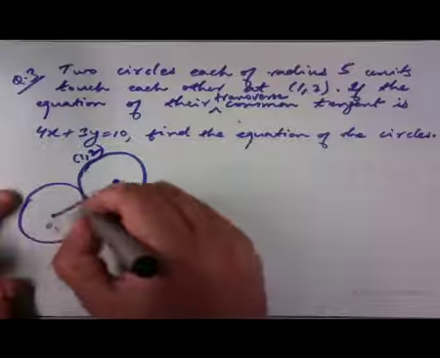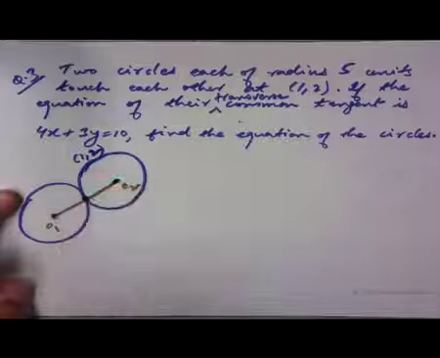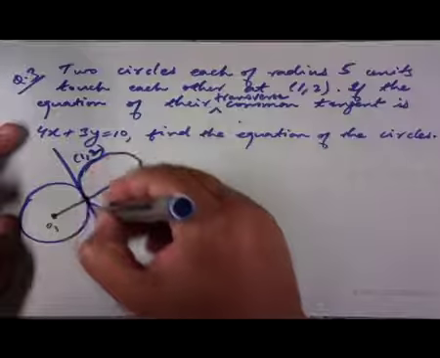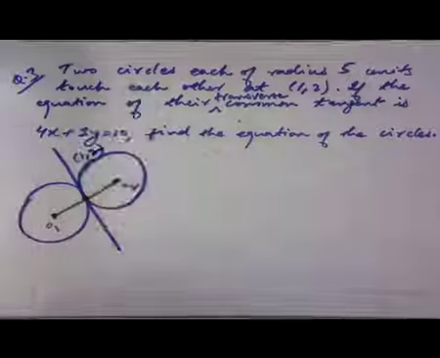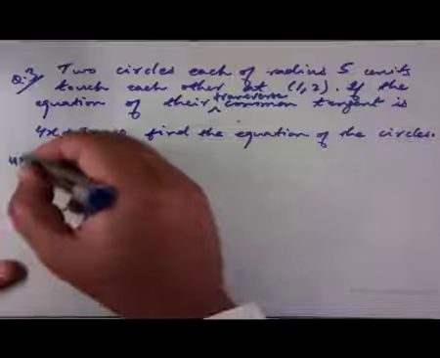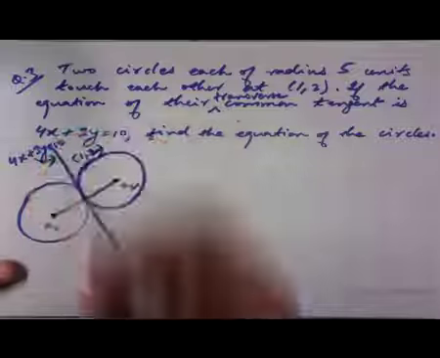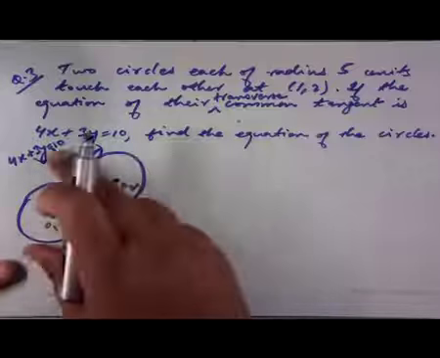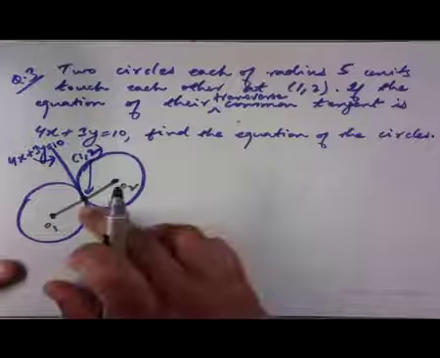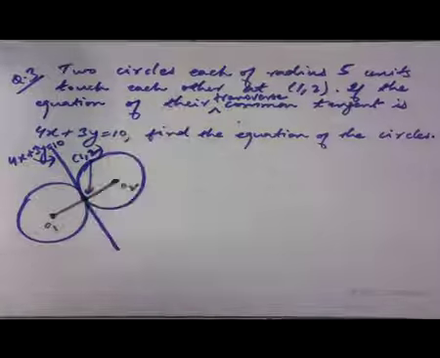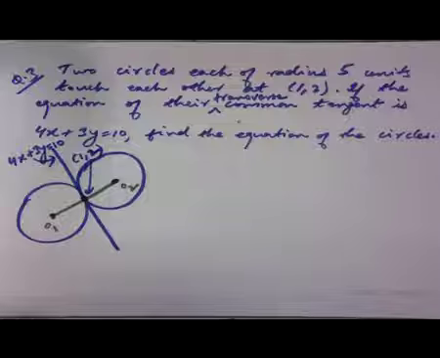Let this be the straight line joining the two centers, and the transverse common tangent, which is this blue straight line, has equation 4x plus 3y equals 10. One can check that this point (1, 2) satisfies this equation, because obviously the point where these two circles touch has to lie on the transverse common tangent between these two circles.